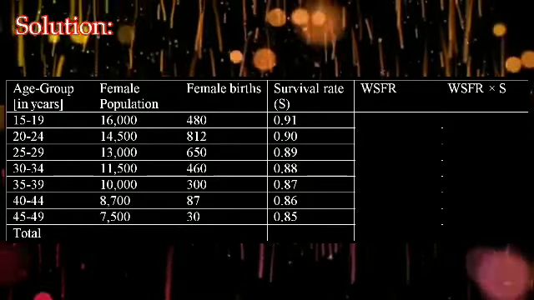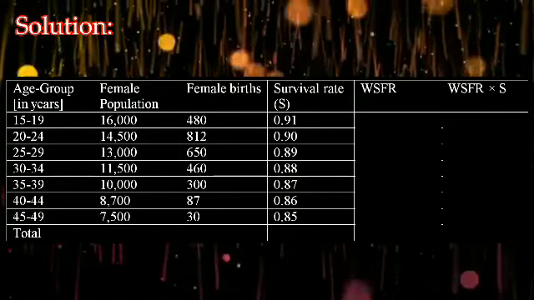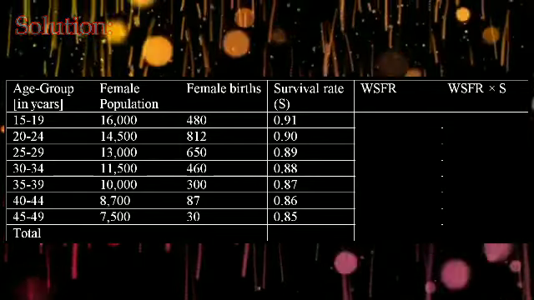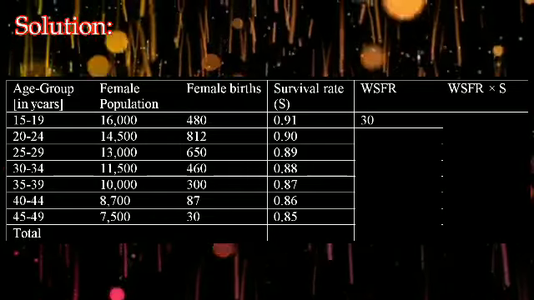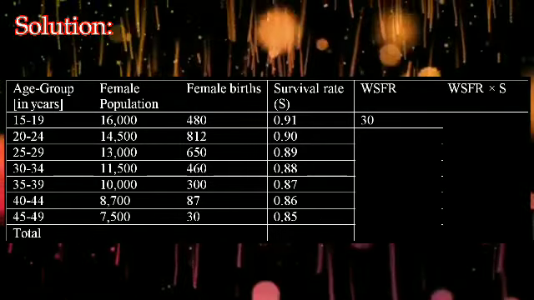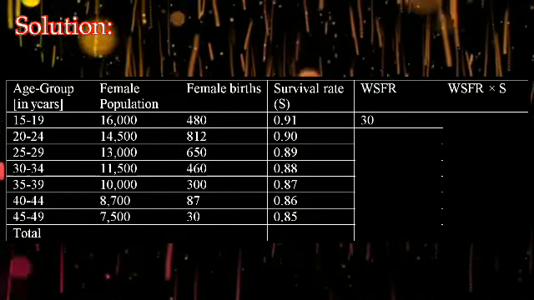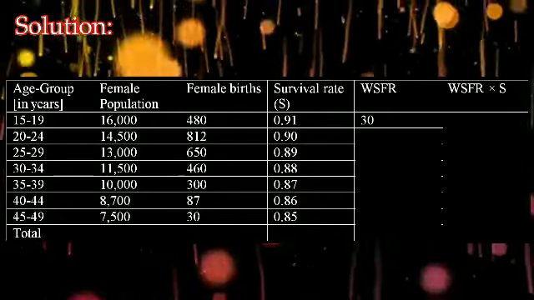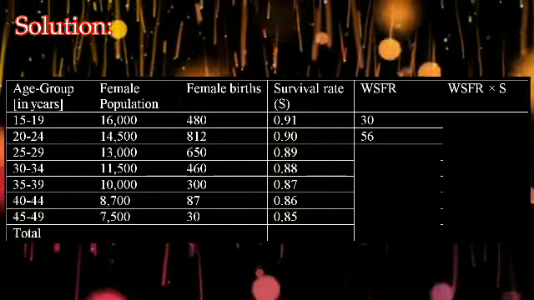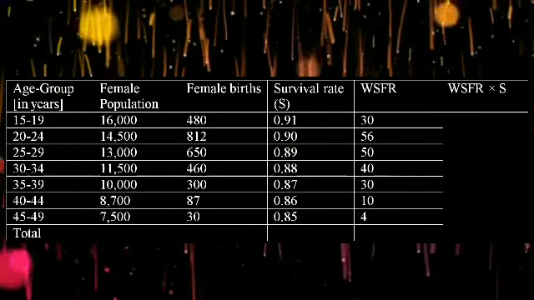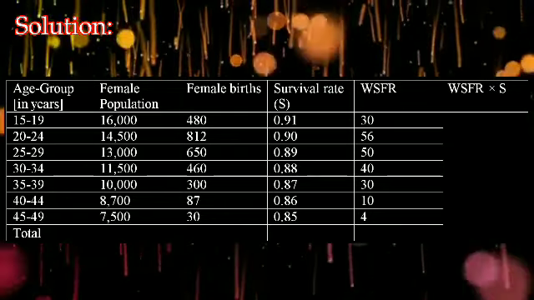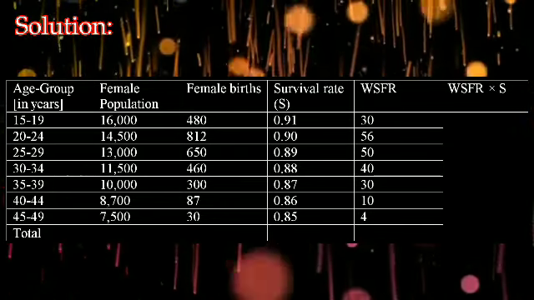First value of WSFR, 480 divided by 16,000 multiplied by 1000, that is equal to 30. Second value, 812 divided by 14,500 multiplied by 1000, that is equal to 56. Similarly, compute the rest of the values and find the sum total of WSFR value. Find the total of WSFR value.